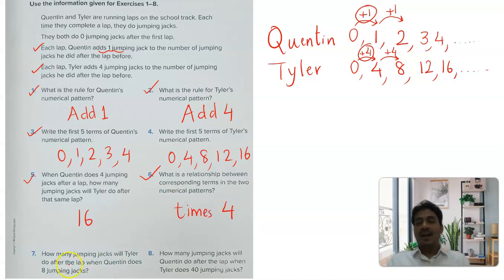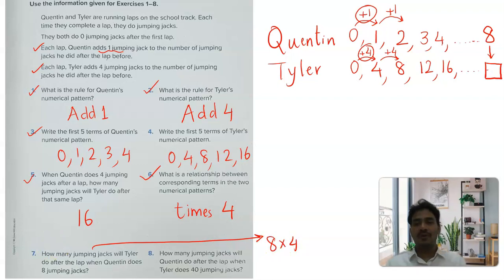How many jumping jacks will Tyler do after the lap when Quentin does 8 jumping jacks? So if Quentin does 8 jumping jacks, how many will Tyler do correspondingly? Obviously it will be 8 times 4. So for question number 7, I will write the answer here. 8 times 4 will be 32.